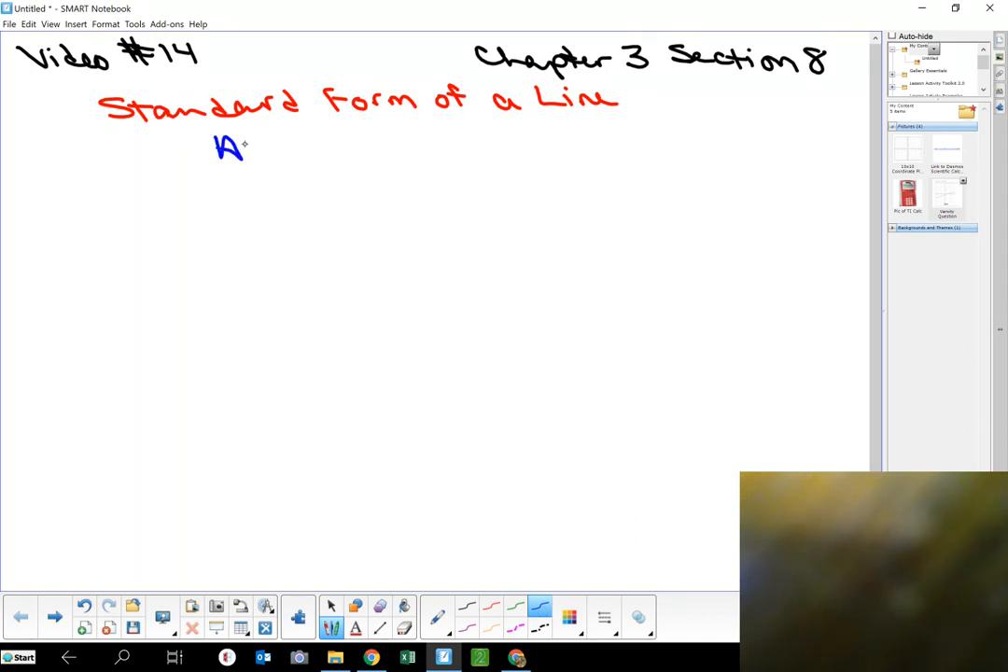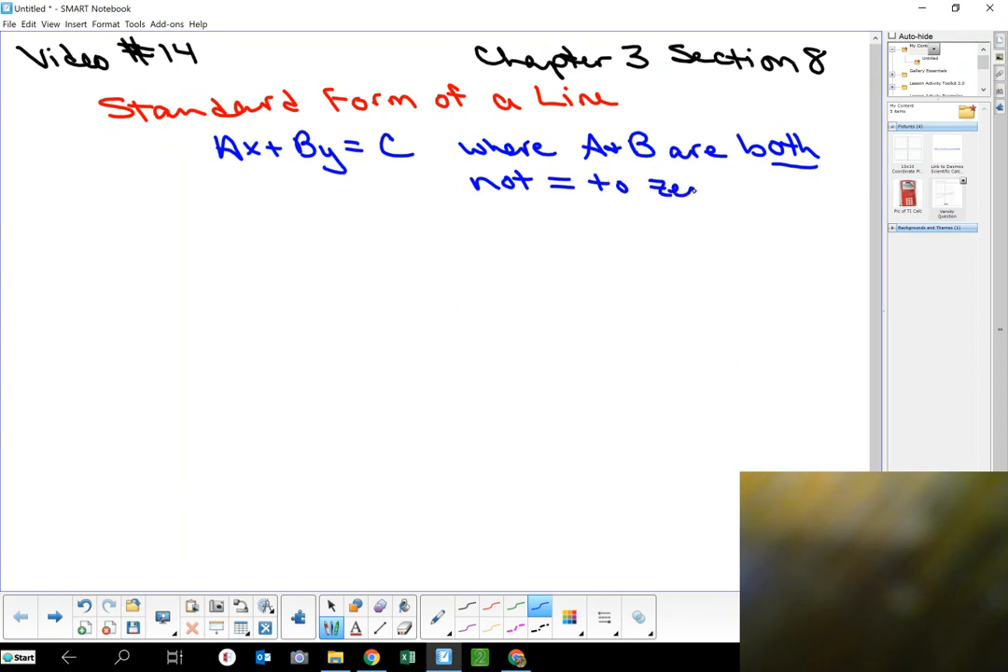Standard form of a line is where you have ax plus by equals c, where a and b are both not equal to 0. So one can be, or the other can be, but they both can't be. So this has to be true. Also, A, B, and C are not fractions. So if you have them, you need to get rid of them.